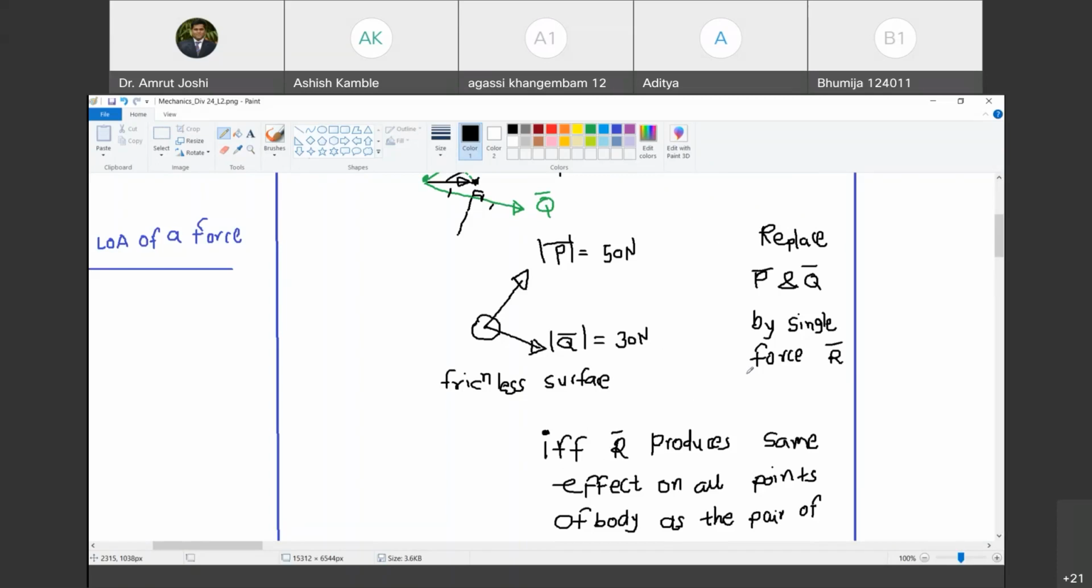So it is not merely the addition of two forces. It can be any number of forces acting on a body. I can add them. And what is my philosophical definition of addition? A single force that produces the same effect on all points of the body as all these forces. I am going to call that single force its addition. Happy? Yes, sir. I hope I am very clear.